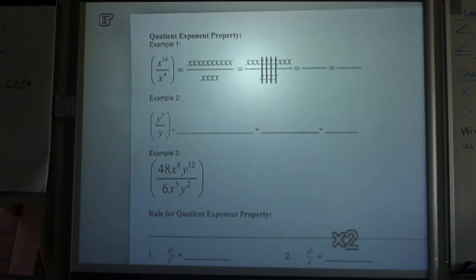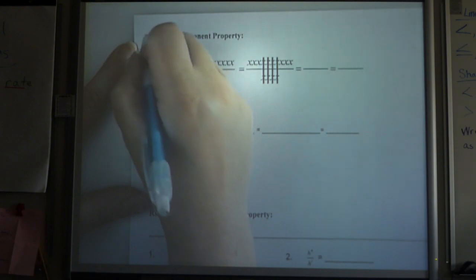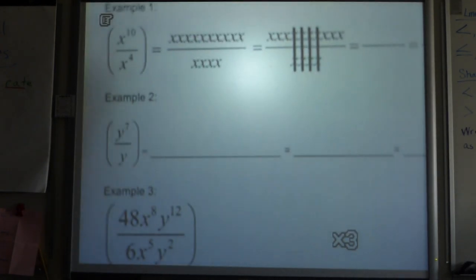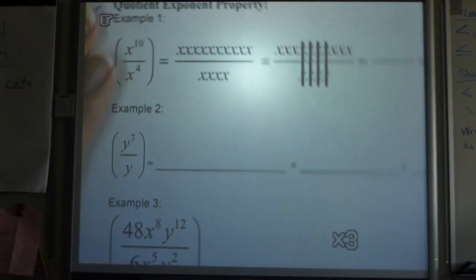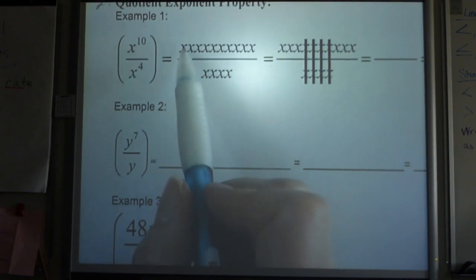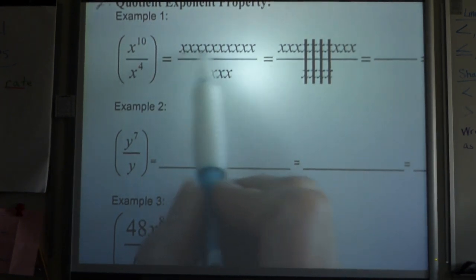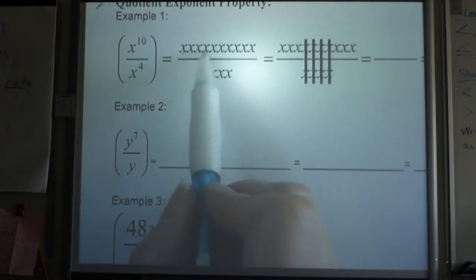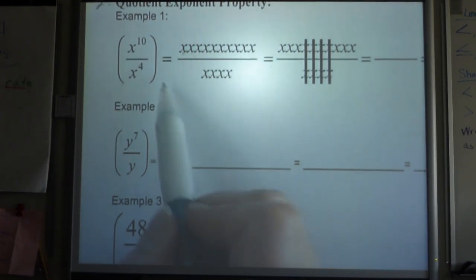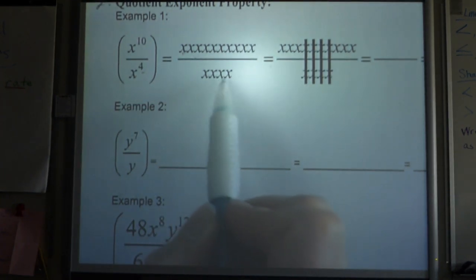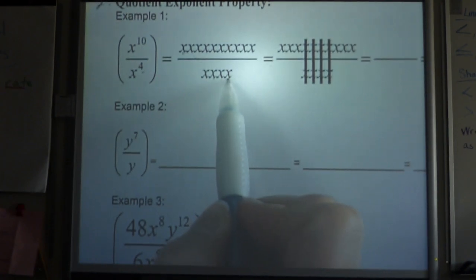All right. On page 2, we're going to look at the quotient exponent property. Now we're dividing variables and numbers. If we're looking at x to the 10th power, what that really means is 10 factors of x. X multiplied by itself 10 times. When we have x to the 4th, that means we have x multiplied by itself 4 times. 1, 2, 3, 4 factors of x.